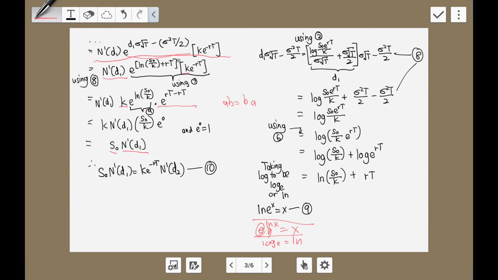And so here then we have this thing would become this, so this would simplify to this part. Okay, this part will simplify to this part, and rt minus rt is 0, right? And then e to the power of 0 is just 1, and so k would cancel with k, so I'm left with s naught, so we result in s naught m prime d1. So that would be the proof for 1a. That would be the second part of this video.